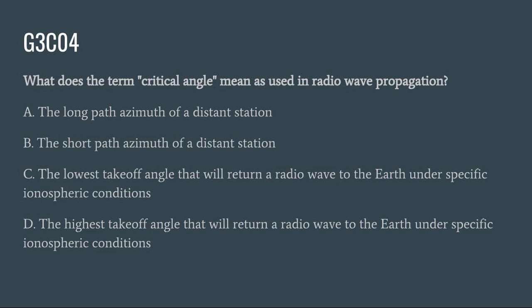G3C04, what does the term critical angle mean as used in radio wave propagation? A, the long path azimuth of a distant station. B, the short path azimuth of a distant station. C, the lowest takeoff angle that will return a radio wave to the Earth under specific ionospheric conditions. Or D, the highest takeoff angle that will return a radio wave to the Earth under specific ionospheric conditions. Correct answer is D, the highest takeoff angle that will return a radio wave to the Earth under specific ionospheric conditions.